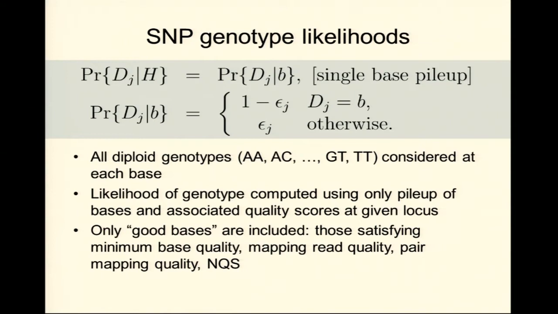For the SNP case, it's based on a very simple model where the likelihood of the data that you see at a read given a particular base is just either the base quality in linear space or one minus that, depending on if there's a mismatch or not.